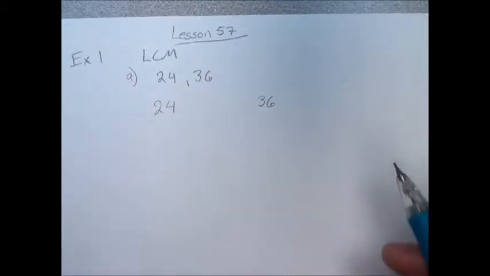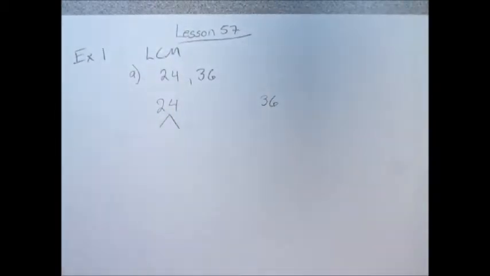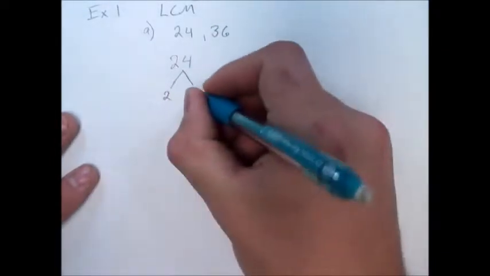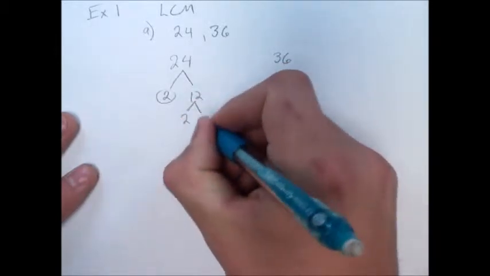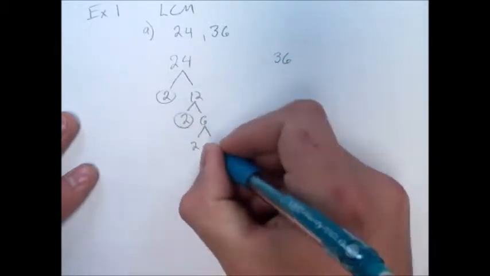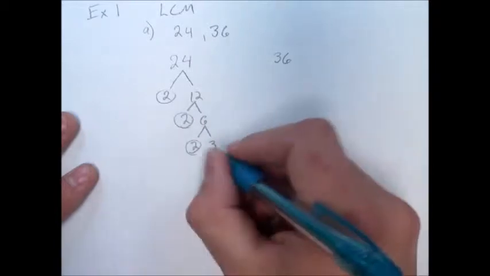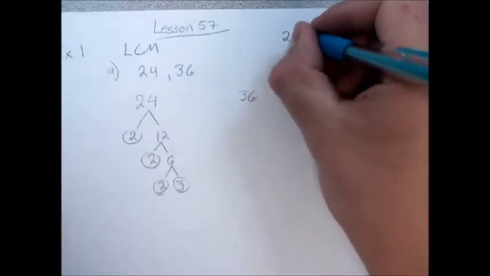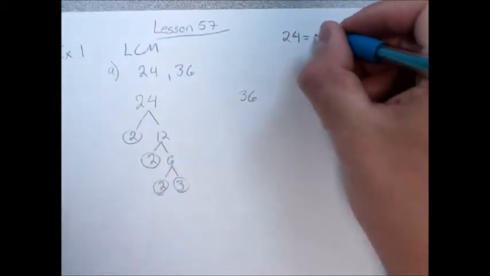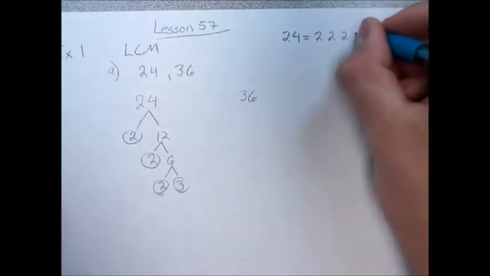Do you guys prefer the chart where we start splitting it like that? Is that how y'all learned it? Yeah? Okay. So let's do that then. We'll do the tree. 24 breaks up into 2 and 12. 2 is prime, so we're going to circle it. We get 2 and 6 here. Again, 2 is prime. And then 2 and 3 there. Again, 2 is prime and 3 is prime. So after I get all of that, I'm going to write it up here just to save room. 24's prime factorization is 2 times 2 times 2 times 3.